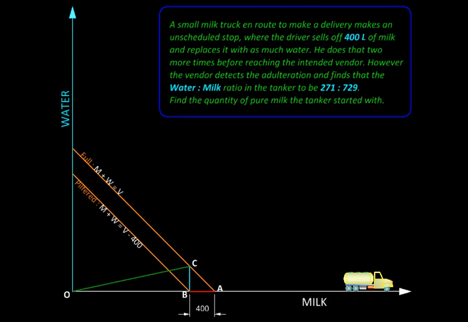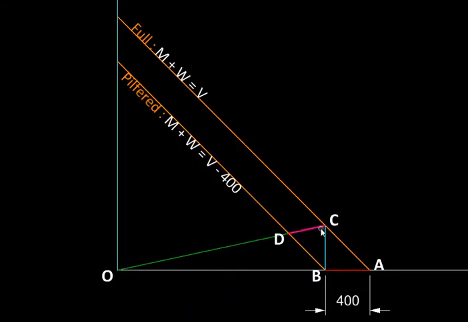So when we take out the other 400 liters, we'll go from the top line to the bottom line here, and we will be moving along this green line. Naturally, therefore, we'll be at point D, which is an intersection. Let me zoom to that area over here. So we have moved from C to D because of the second theft.